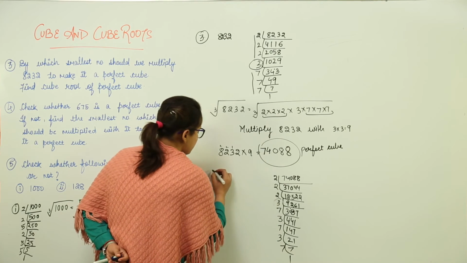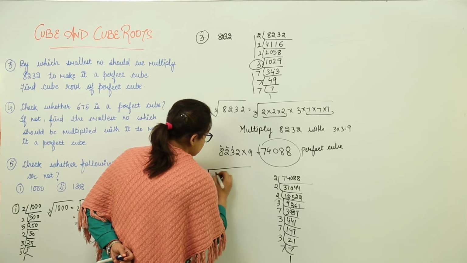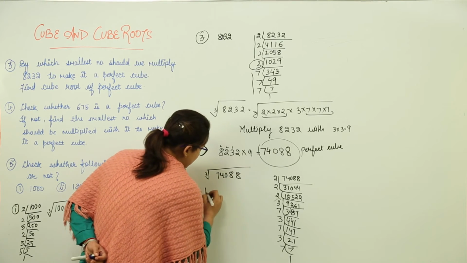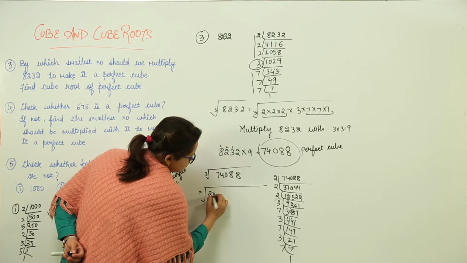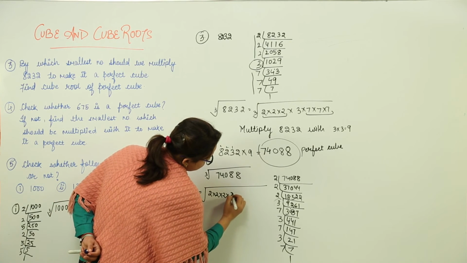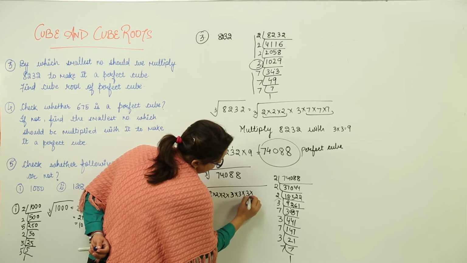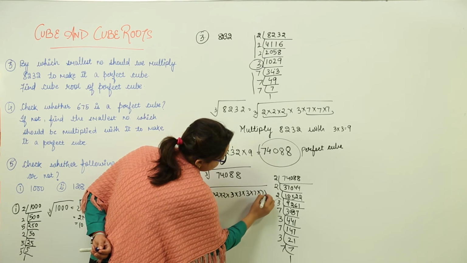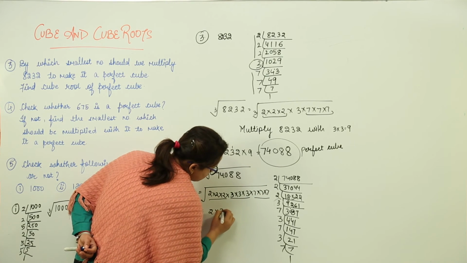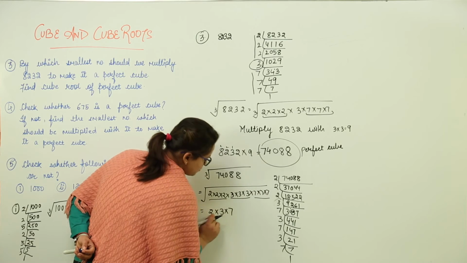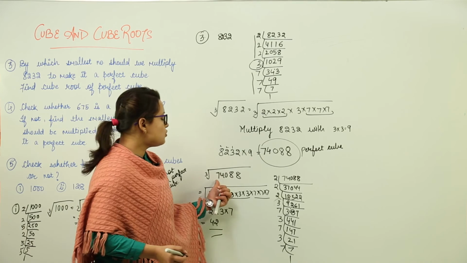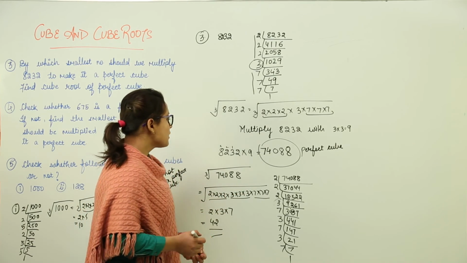That makes my factors to be, I am writing cube root of 74088 over here. The factors are 2 into 2 into 2. How many 3s? 3 3s are there. 3 into 3 into 3 and 3 7s. So I write 7 into 7 into 7. When you start grouping them, you would find that 2 into 3 into 7 comes out. 2 3s are 6, 6 7s is 42. That means what is the cube root of this perfect cube? It is equal to 42.